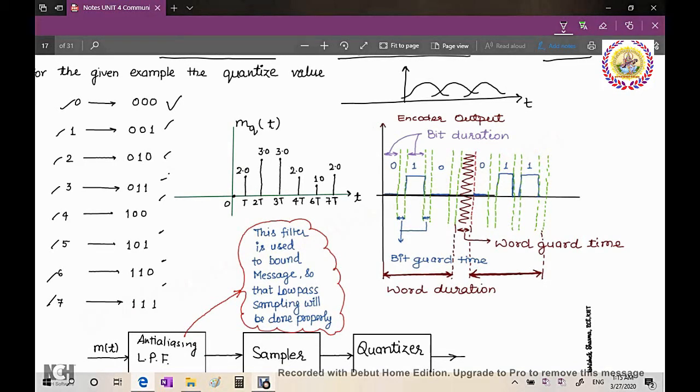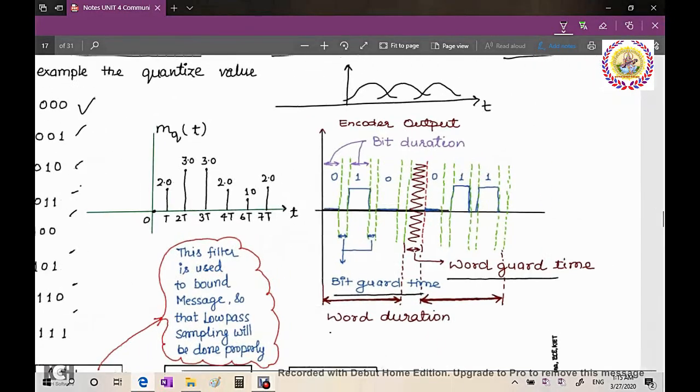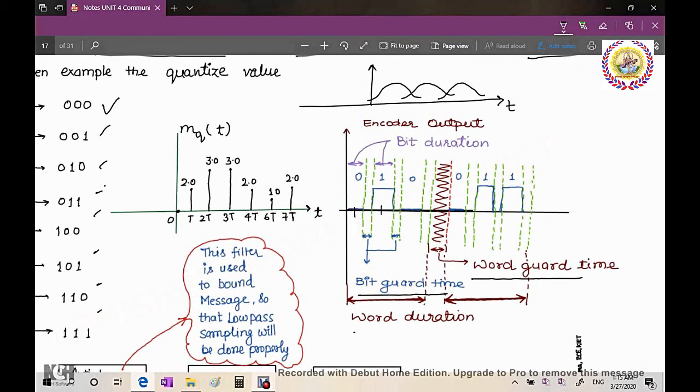2 guard times. One is word guard time and second is bit guard time. Bit guard time is introduced between 2 bits. For example, 0, 1, 0 is transmitted and 0, 1, 1 is transmitted afterward. This is a single word. This word is equivalent to a sample value that was 2 volt and 3 volt. Now, to separate these words in the channel, we will allow some word guard time in between them.